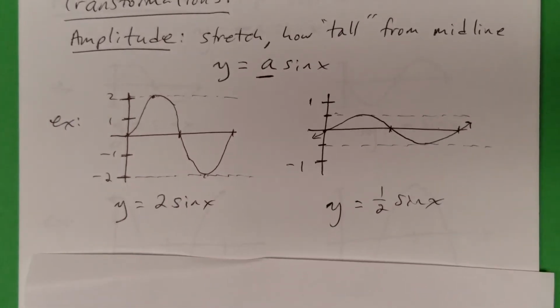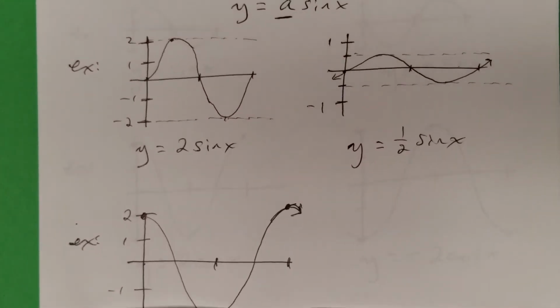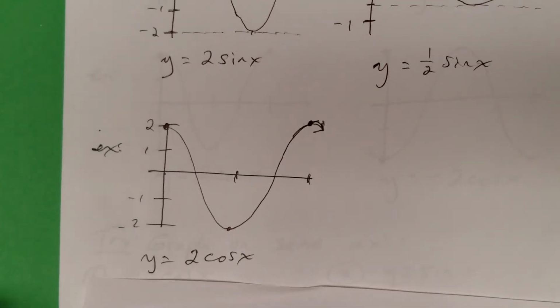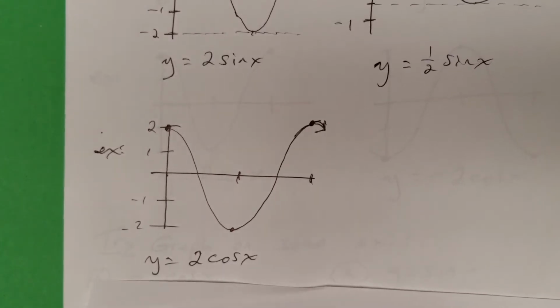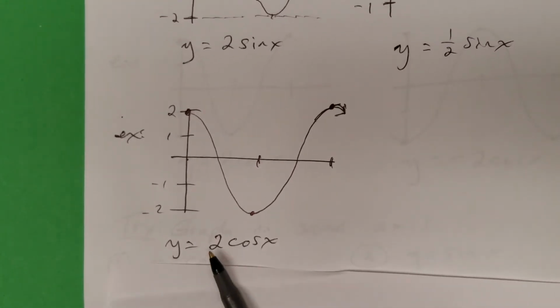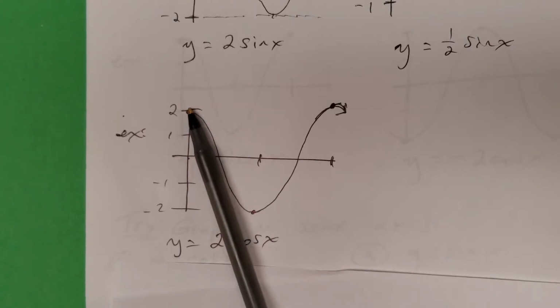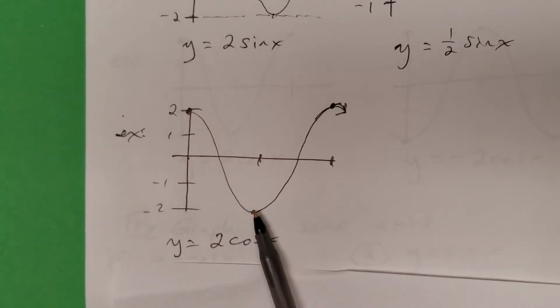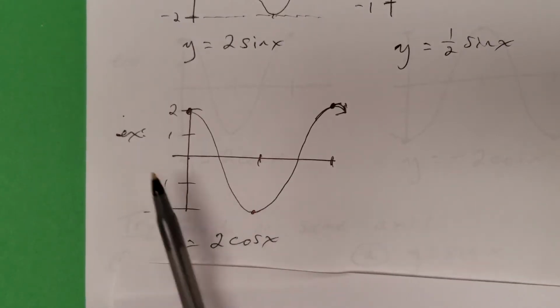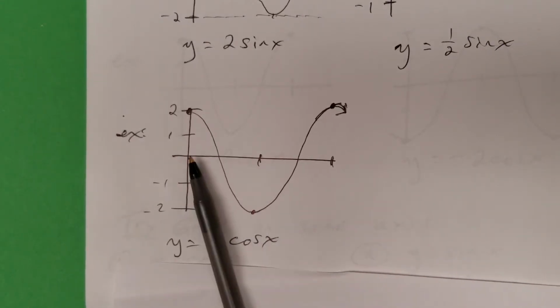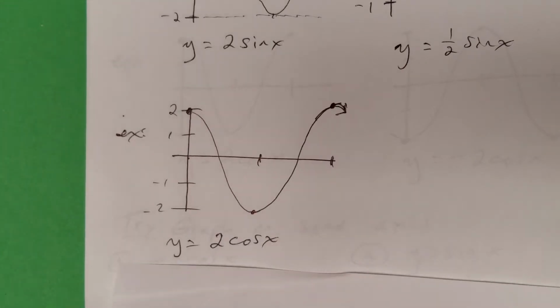What about the cosine? Same thing. Instead of starting at 1, we're going to start at 2 here. And instead of dipping down to -1, we're going to dip down to -2. So the amplitude is 2. From the middle, how tall is it? 2, 2. Okay?